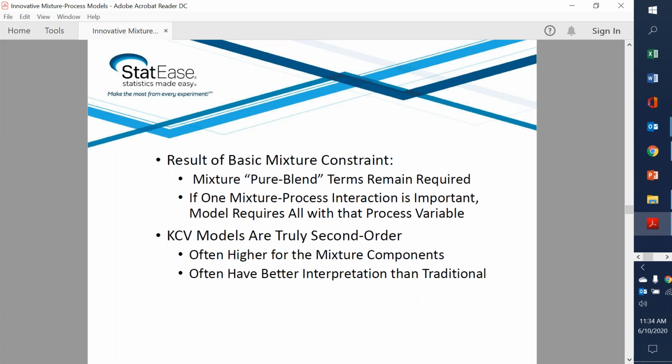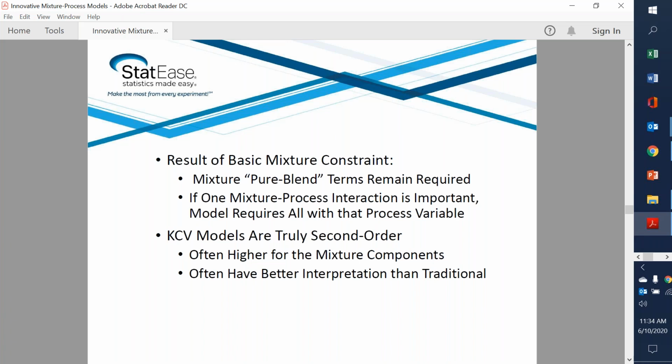All of you who play with mixtures on a routine basis understand the Scheffé model. If you have to have it in there, you can't drop it, because you have to move all of the components simultaneously. You just can't ignore one and say it's 0. If one mixture process interaction is important, then the model requires all of those interactions. Otherwise, you're dropping out parts of the process variable, and that's not really wise. That could really impact predictive capability.